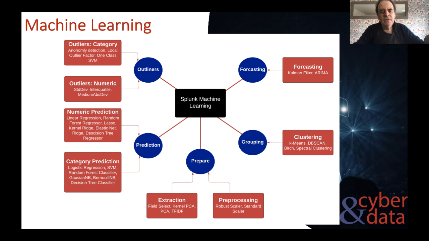Okay, so these are the ones that we have. We have outliers or anomalies. We can have a category. A category is typically a string value where we would categorize within a certain finite set. And numeric values can obviously be integer or real values. So with outliers for numeric, we have standard deviation, interquartile range, and median absolute deviation.